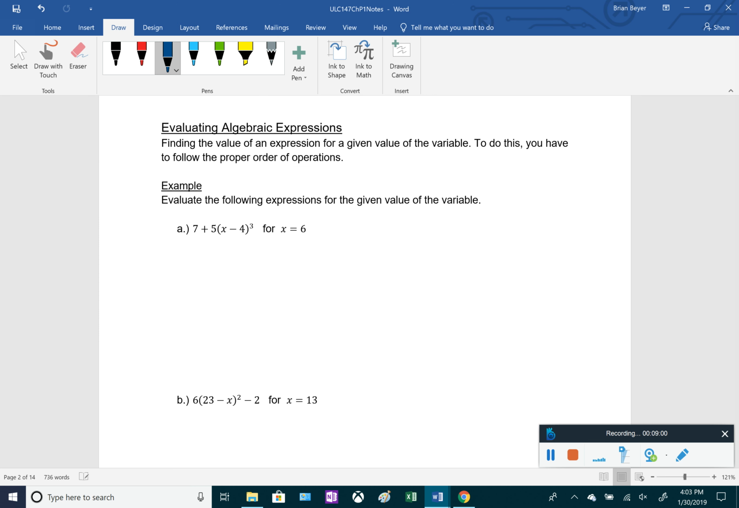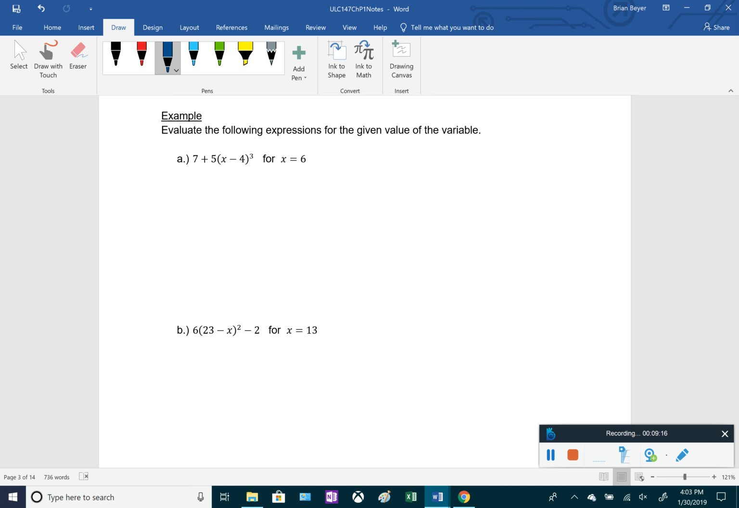Okay, so let's make these a little bit harder. So we're going to be evaluating algebraic expressions now. So that means we're going to be finding the value of an expression for a given value of the variable. So all we have to do is plug in whatever number, and then use the proper order of operations again. So let's do this first one. So let's evaluate 7 plus 5 times x minus 4 cubed when x equals 6. So I'm going to plug in a 6 into x. So 6 minus 4 cubed.